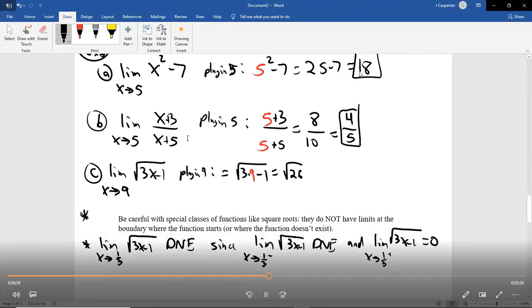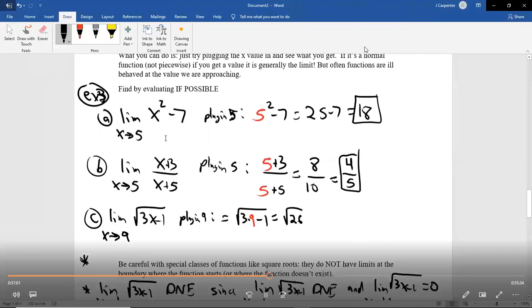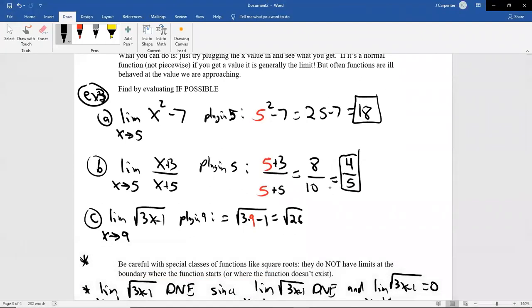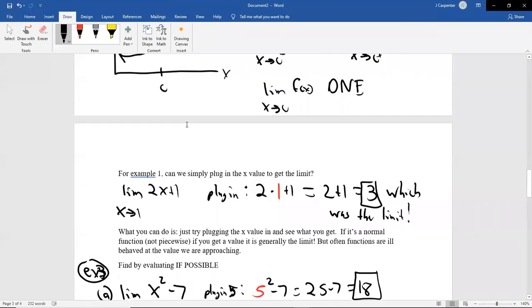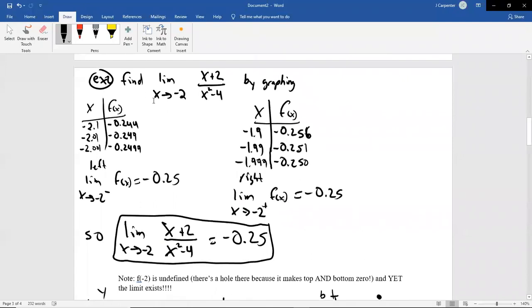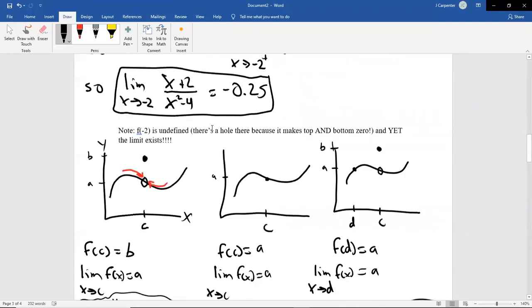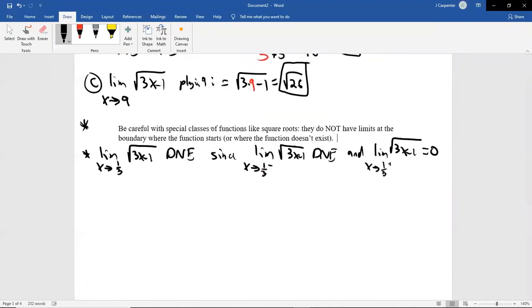Okay, so we had some examples where we were able just to plug in the numbers and get the limit, and I didn't box up the last one. Let's go back to this one, example 2. We're going to do example 2 again, but instead of graphing, we're going to do it algebraically. We're going to call it example 4.